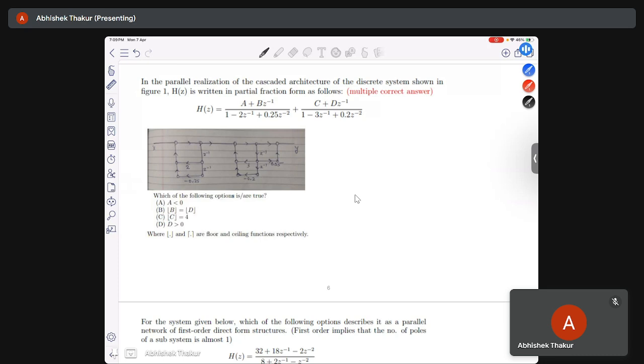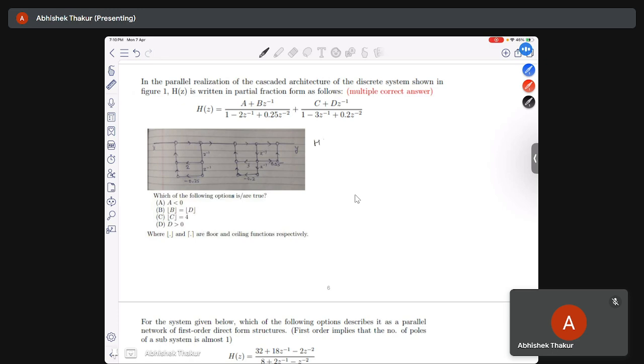So it is given the parallel realization of the cascaded architecture of the discrete system shown in this figure, and H(z) is written in partial fraction form as follows. Which of the following options are true about A, B, C, D? And these are the floor and ceiling functions respectively. So what is given here?